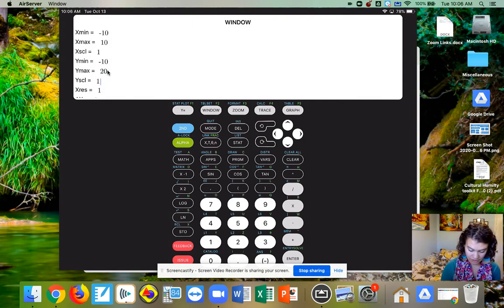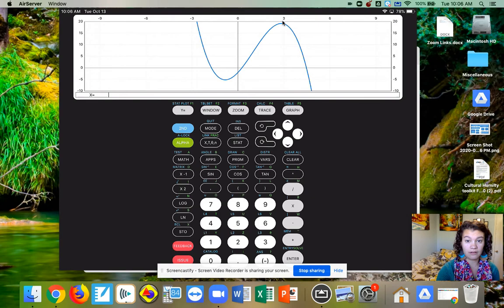Hit enter and then go back to graph. And now I can see the top. So you probably could have done 25 to see it better, but that doesn't really matter too much. So that's finding the window. Here we went negative 10 to positive 10, negative 10 to positive 20 for our values. Now to find a 0, we want to get to this calculate up here, the little blue part.